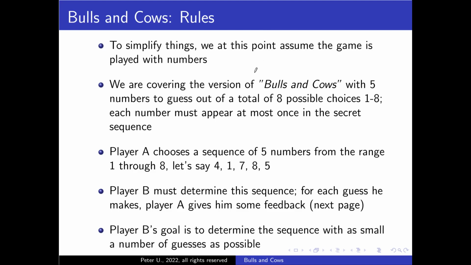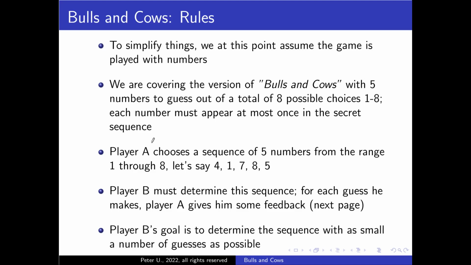To simplify things, at this point we assume that the game is played with numbers. There are several versions of bulls and cows, for example with 4 numbers to guess, which can appear more than once. But we are going to implement the version with 5 numbers to guess, and each number must appear at most once in the secret sequence. And the numbers are from the range 1 through 8.